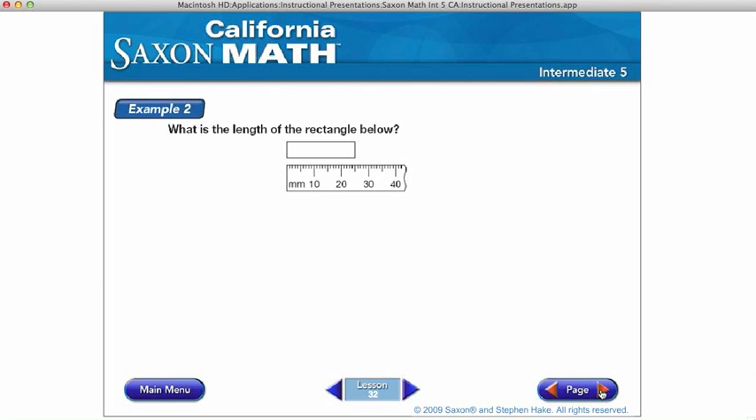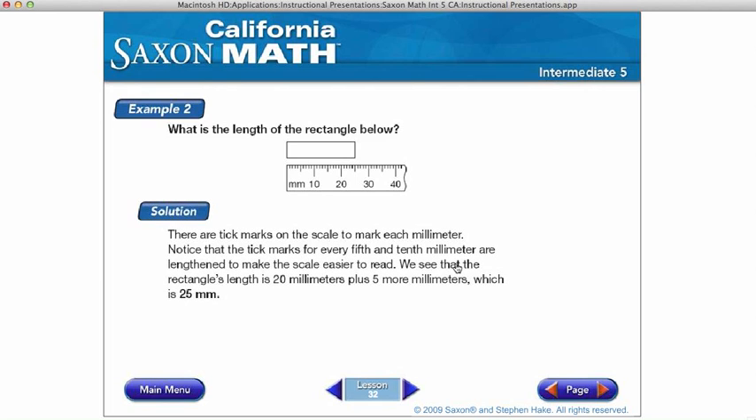Okay, let's look at example 2. What is the length of the rectangle below? You're going to probably need to make this slightly bigger or look very carefully. Let me see if I can make it bigger here. Oh, no, not going to make it bigger. So we're going to look very carefully. Each of these numbers stands for the number of millimeters. Notice my units right here. Each one of these little lines counts for 1 millimeter. The slightly longer line in between two numbers stands for my 5. So that would be 25 millimeters.